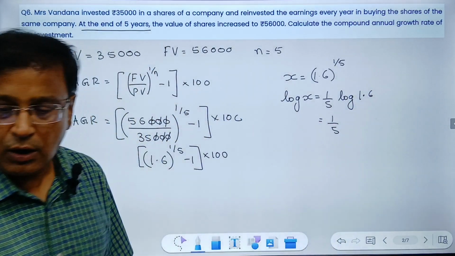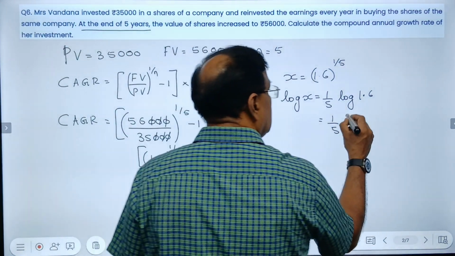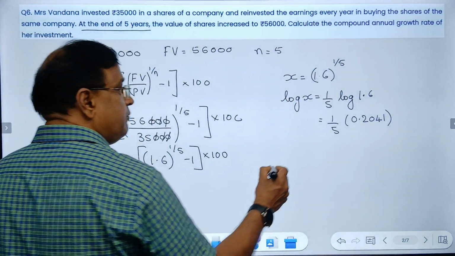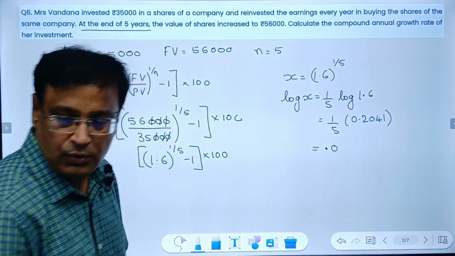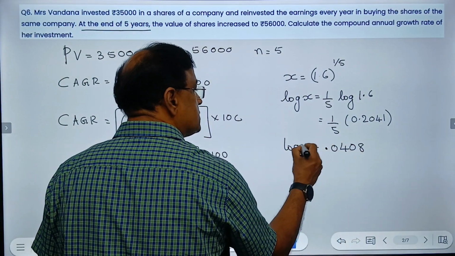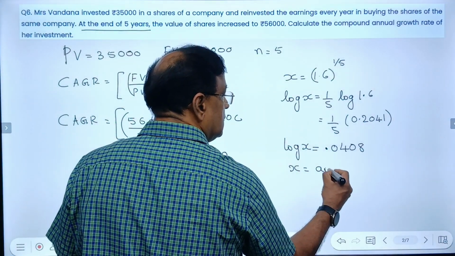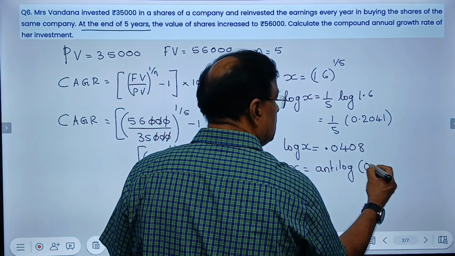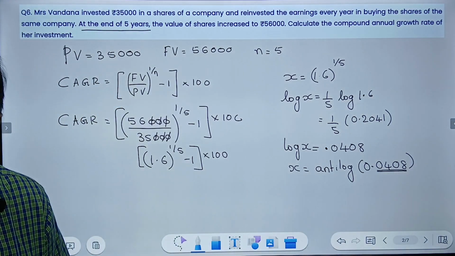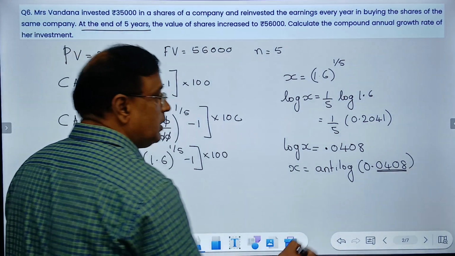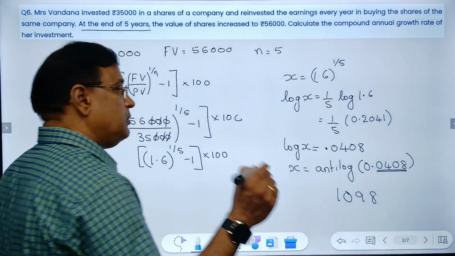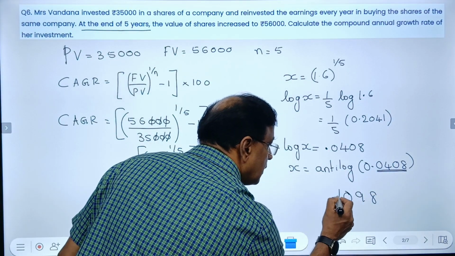Which is 1 by 5 into, what is log of 1.6? Log of 1.6 is 0.2041. So when I divide by 5, what do I get? 0.0408. I've already calculated, so let's not waste our time. So x is equal to the anti-log of 0.0408. When you look at the anti-log table for 0408, you will get 1098. But since the characteristic is 0, it's a one-digit number, so it will be 1.098.